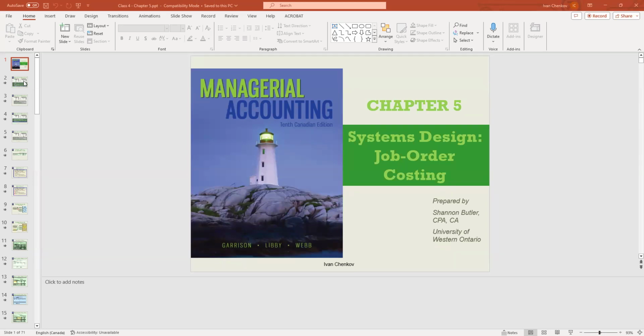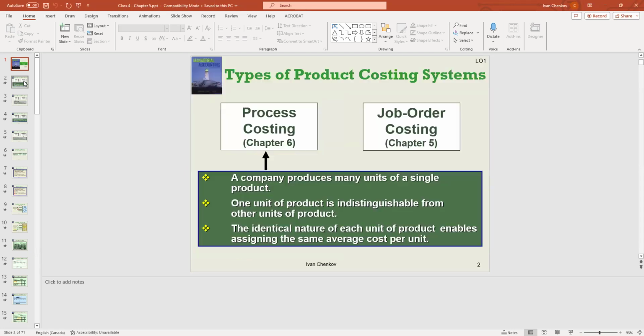Okay, again, in order to sell our products, we need to find the cost of our product. In order to find the cost, we're going to have two available costing systems. One costing system is process costing.